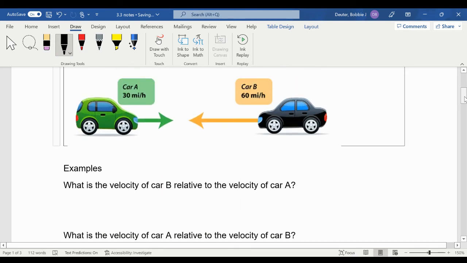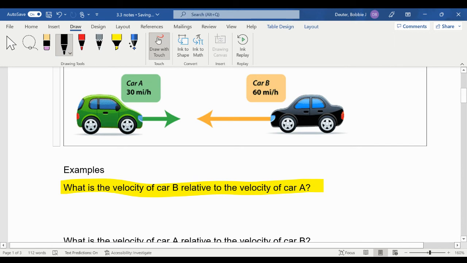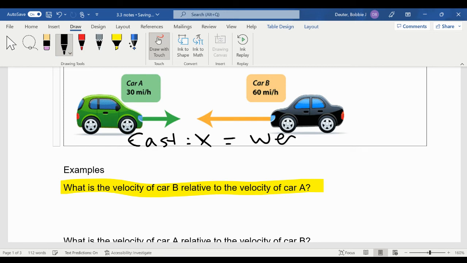And so let's look at our two cars here. When we start looking at this question, what is the velocity of car B relative to the velocity of car A? So we want to look at this a little bit. We know car A is headed east. Again, we're on the x-axis for both of them. Car B is headed west. So what do we already know about this? Well, west is negative, east is positive.